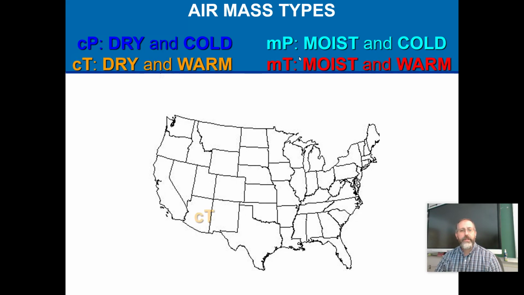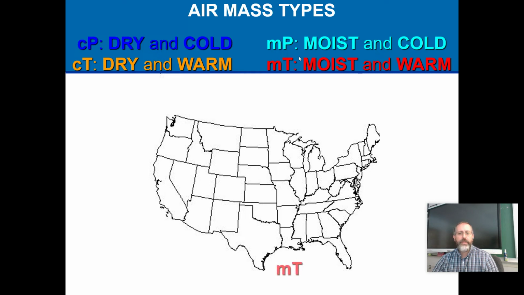Continental tropical is typically a summertime thing if you have an air mass that forms over the desert southwest and works its way up across the country. It's going to bring warm, dry conditions. And again, this time of year, we don't get a lot of that, just the way the air masses are flowing across the continent. In maritime tropical, maritime wet, tropical warm.